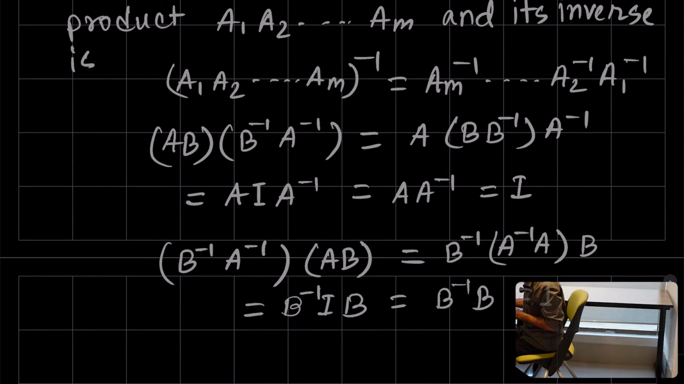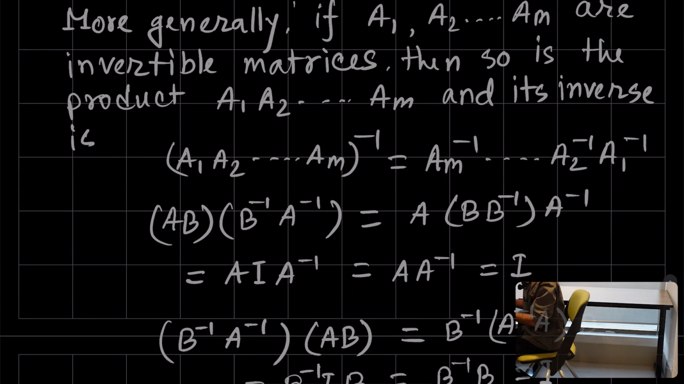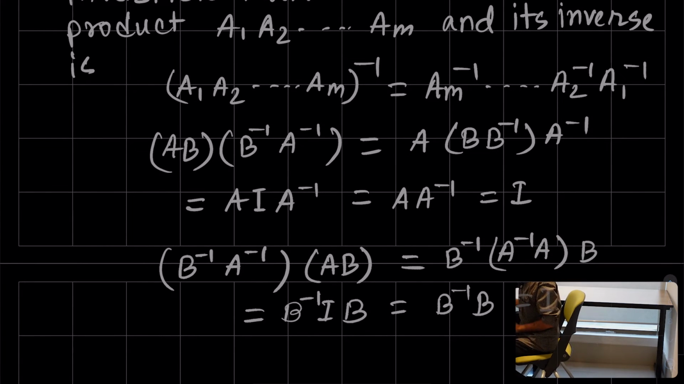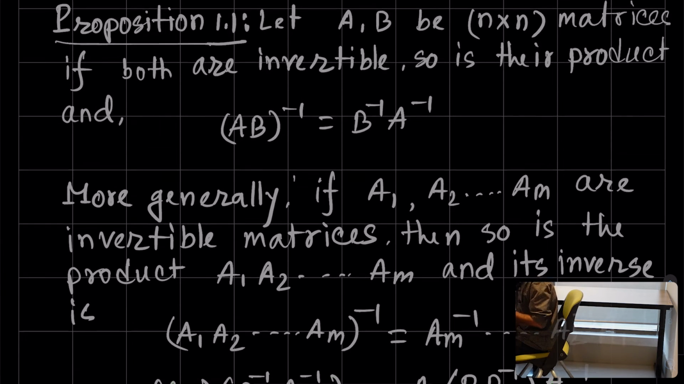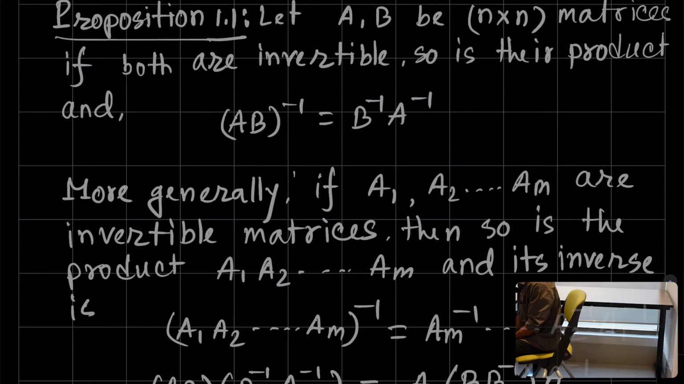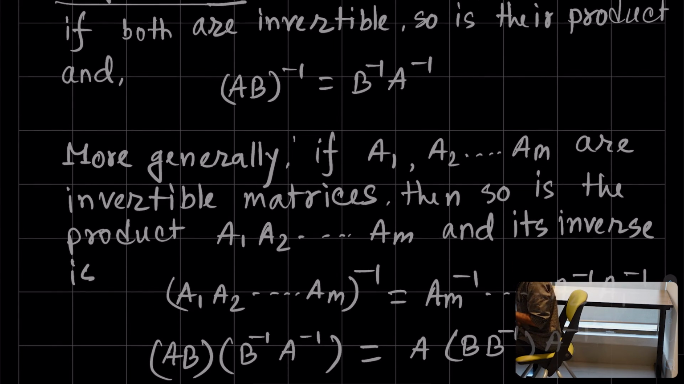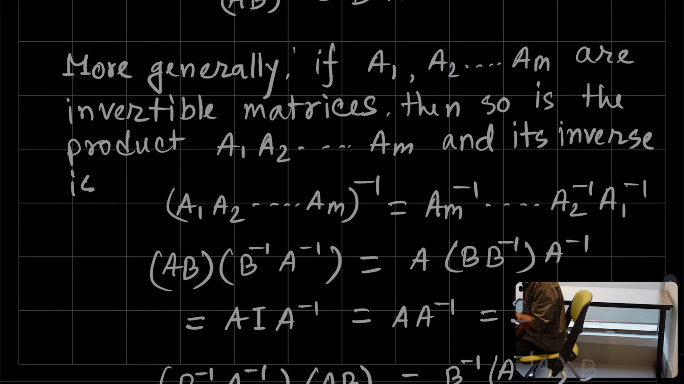So from here we can conclude that the first part of the proposition is actually true, right? The first part of the proposition is, if I take the multiplication of the matrices A and B, and then I take the inverse of this multiplication, this is equal to B inverse times the matrix A inverse. And for the second part of the proof, we are going to use the induction method.